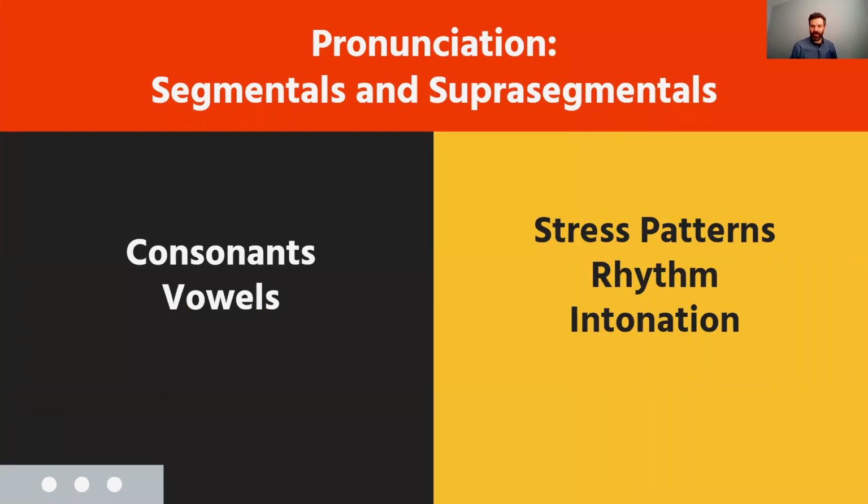Over this workshop, we talked about two main features of English pronunciation, both the segmentals, which are individual sounds from consonants and vowels, and suprasegmentals, which are pronunciation features that go beyond individual sounds to the word, sentence, and even the larger connected speech length. We've already talked about stress patterns in both words and sentences. We talked about rhythm, and now we'll talk about intonation.